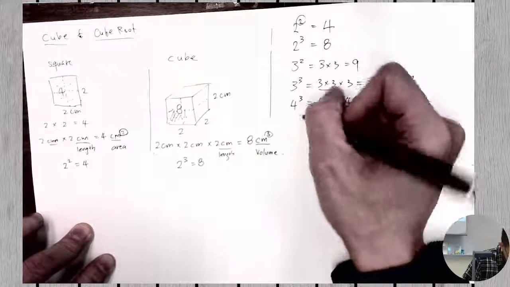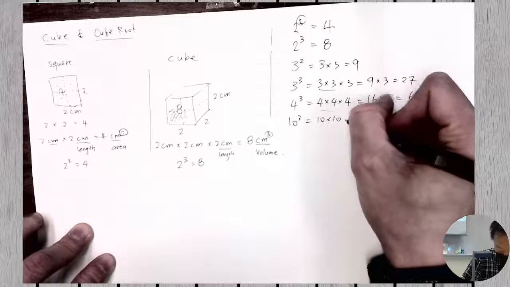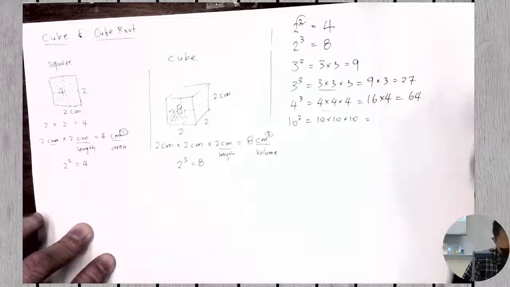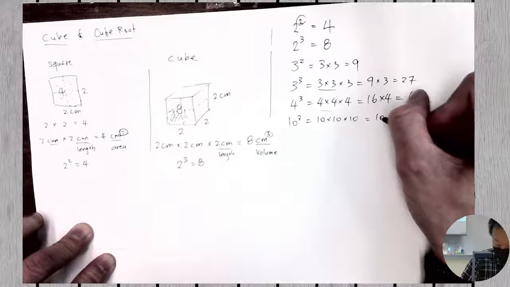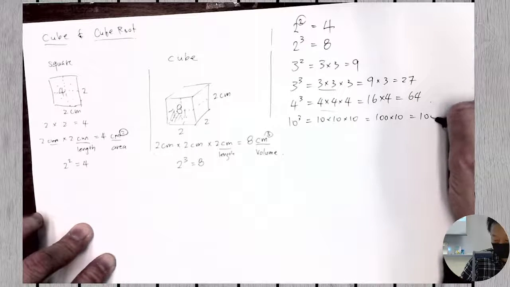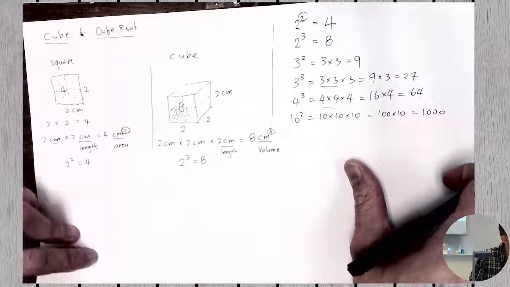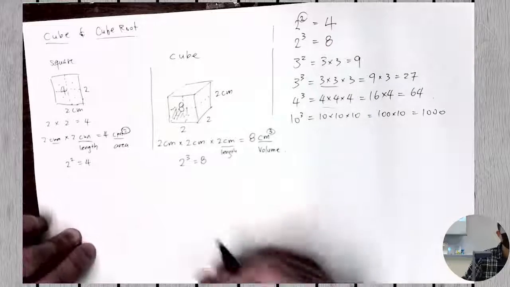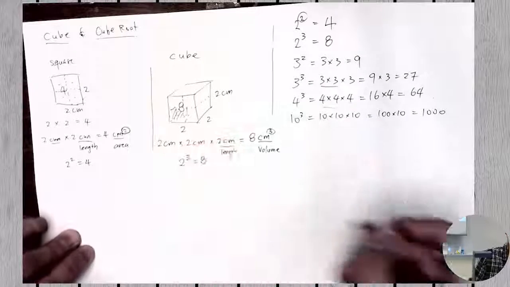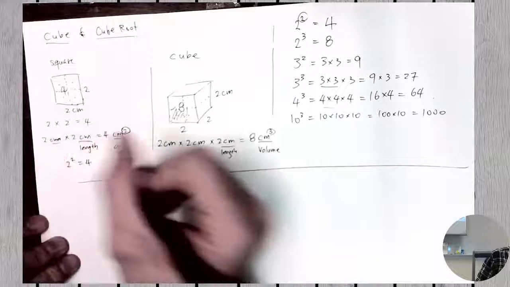How about 10 to the power 3? It would be 10 times 10 times 10. That would give you 100 times 10. That would give you 1,000. All right. So I think you learned about powers, and the new part should be about the root. So let's do the roots down here. Cube root.